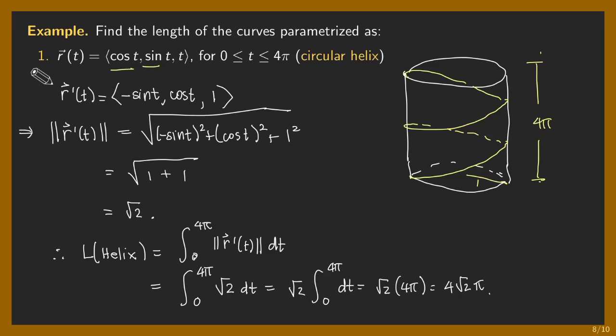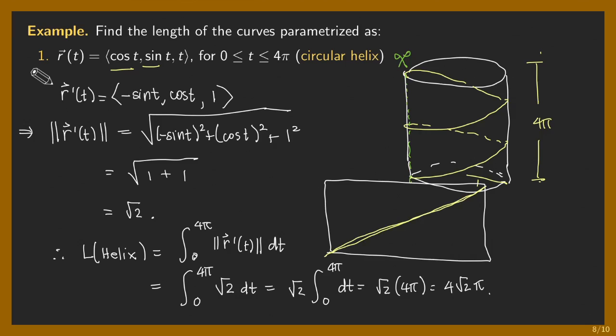Now one way to find out the length of the helix is to actually cut. Let's do a cut over here. Let's cut the cylinder and then unwrap it to become a rectangle. So you can imagine that you just have a rectangle, and its diagonal is the helix, right? Now remember, this is 4 pi, correct? From the bottom to the top, it's 4 pi.